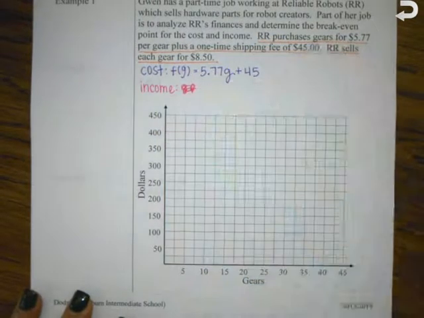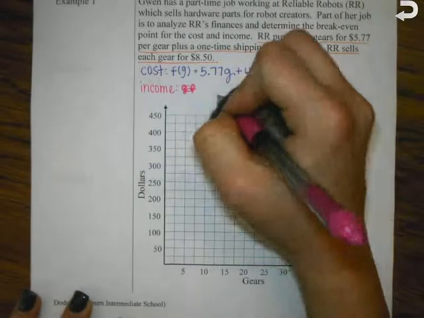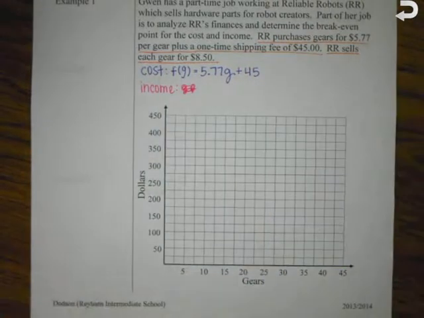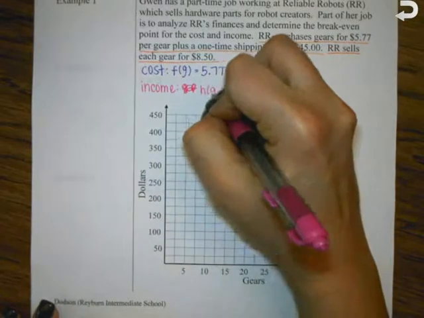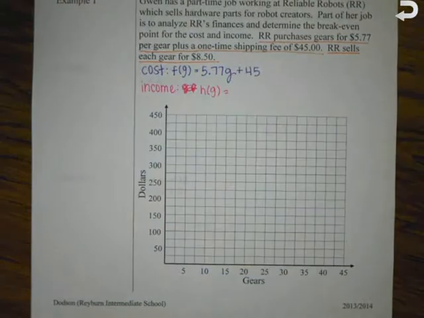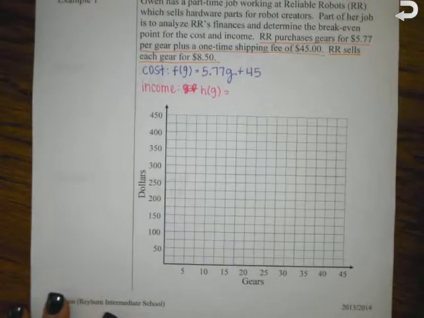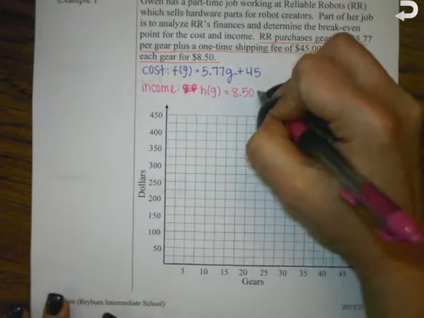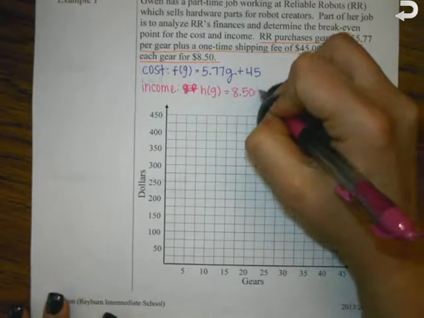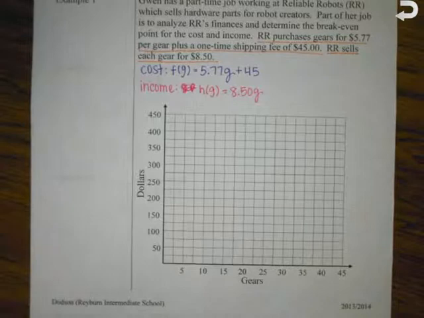What do we want to do? G is still our variable because we're still talking about gears, but we can't call the function F because this one is F. So H of G equals, how much do they make? 8.50 per gear, so that's going to be 8.50 G. Is there anything added or subtracted to that one? No. So let's graph these two and we'll figure out where the break-even point is.